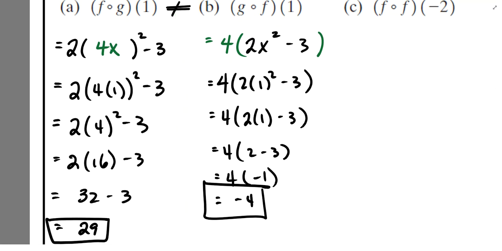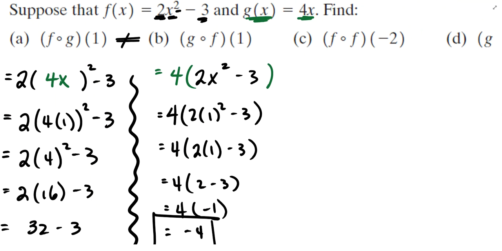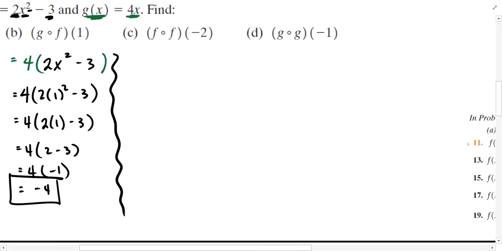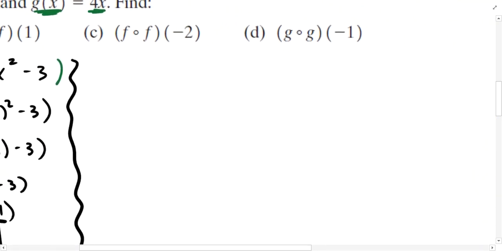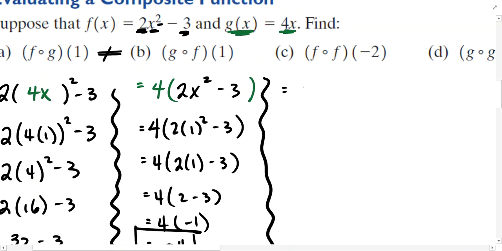F composed with G at some number is not always going to be G composed with F at that same number. Sometimes it does happen, but not always, so we can't rely on that. With part C and D, we're going to compose a function with itself. In this case, F, we again have the expression 2 times something squared minus 3. It just turns out that our inner function is the 2x squared minus 3 again.